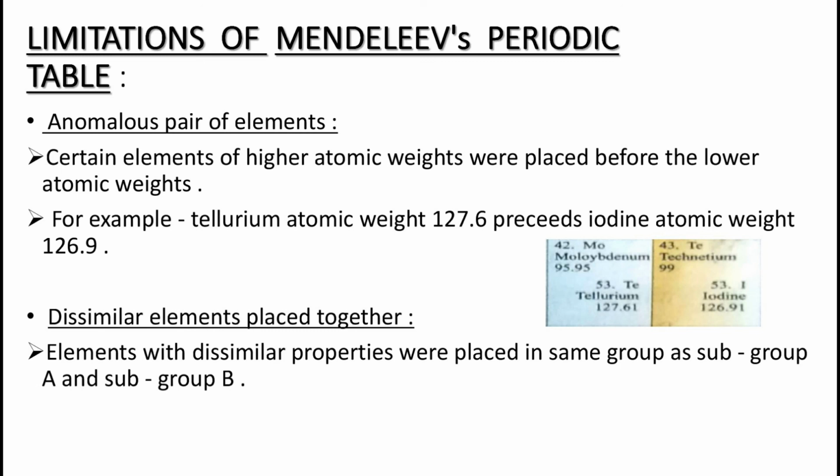Dissimilar elements placed together. Elements with dissimilar properties were placed in the same group as subgroup A and subgroup B. Chlorine is of 7th A group and manganese is of 7th B. But chlorine is a non-metal, whereas manganese is a metal.